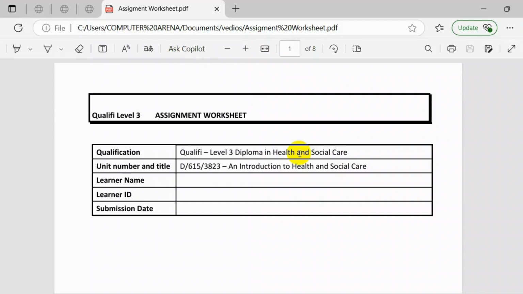In this video, I'll explain how you can meet the assessment criteria's requirements effectively. So this is the assignment worksheet for the Qualified Level 3 Diploma in Health and Social Care for the unit D6153823, Introduction to Health and Social Care. But before starting the assignment, you have to provide your complete name over here with your ID and assignment submission date.